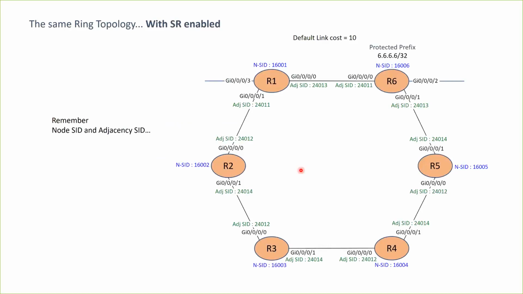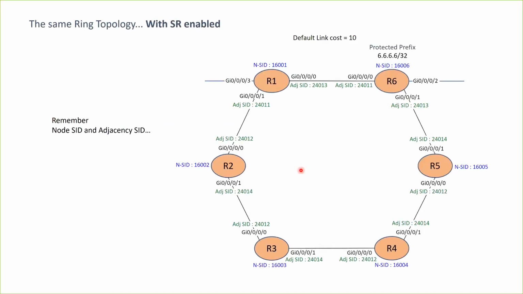But that depends on the platform also, right? Depends on how many labels it can push. Yes, that limitation will come. But generally we talk about, I'll come there. For 99.9% of the networks, 2 labels are enough.